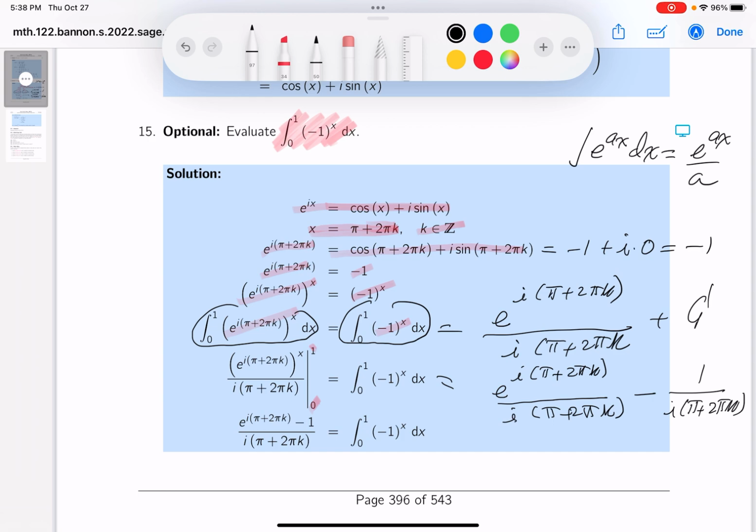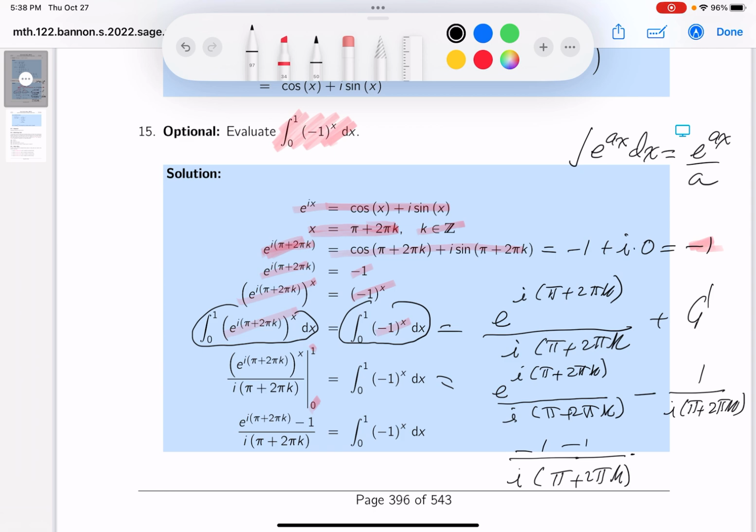Well, I got something interesting over here again. I have this back, and what is it equal to? It's equal to minus 1. So what do I get over here? I get minus 1 minus 1 over i, same denominator, so it's minus 2 over i times (pi plus 2 pi k).